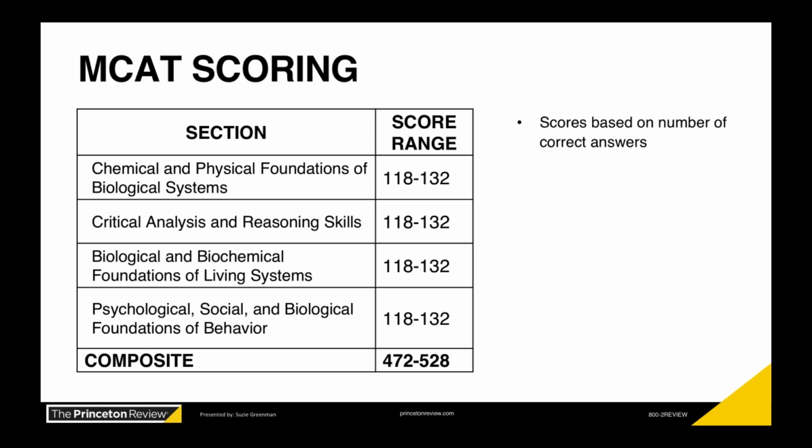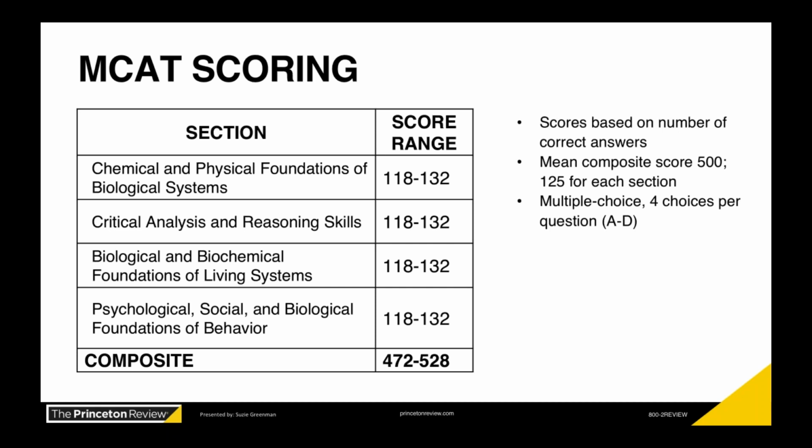So your scores are based on the number of correct answers, meaning don't worry about getting any answers wrong. You want to get one answer for every question because you don't get any negative points for answering a question wrong, okay? It's not like the SAT. So that means that the mean score is 500, so 125 is the center score, right? That's the mean. And anything above that is above the mean.